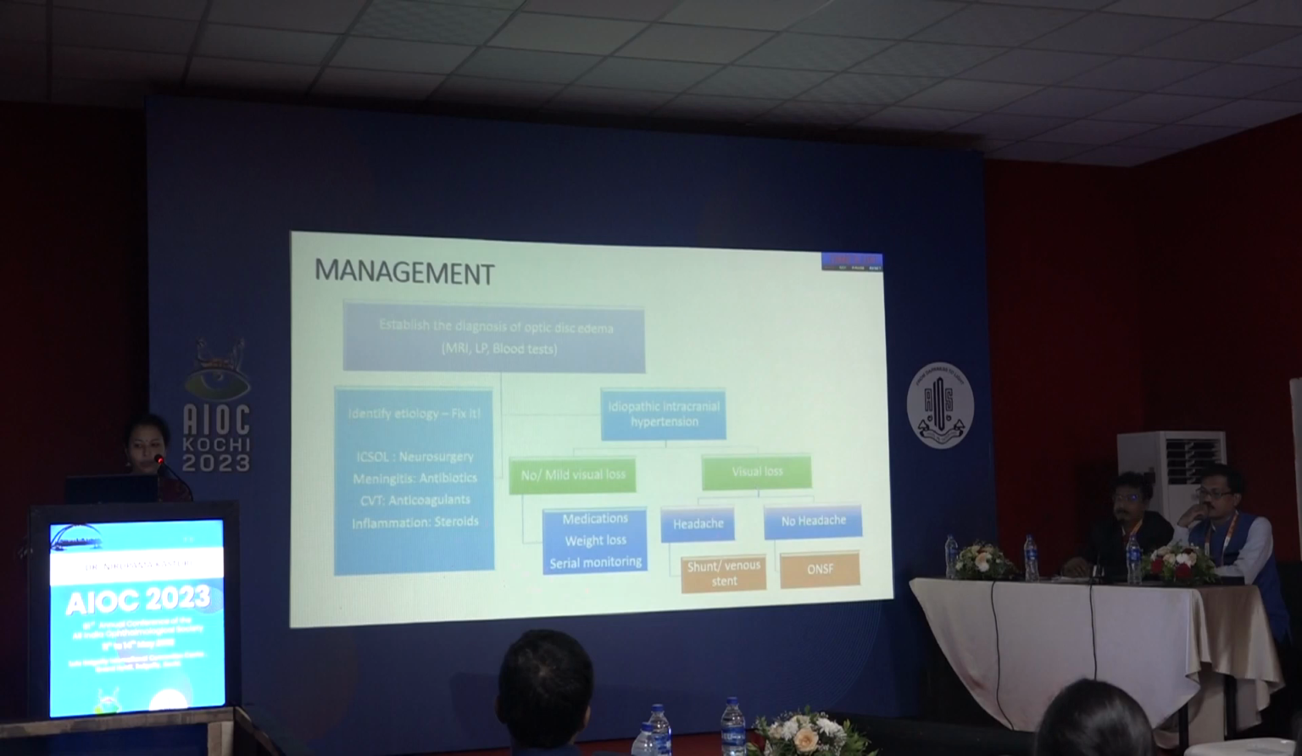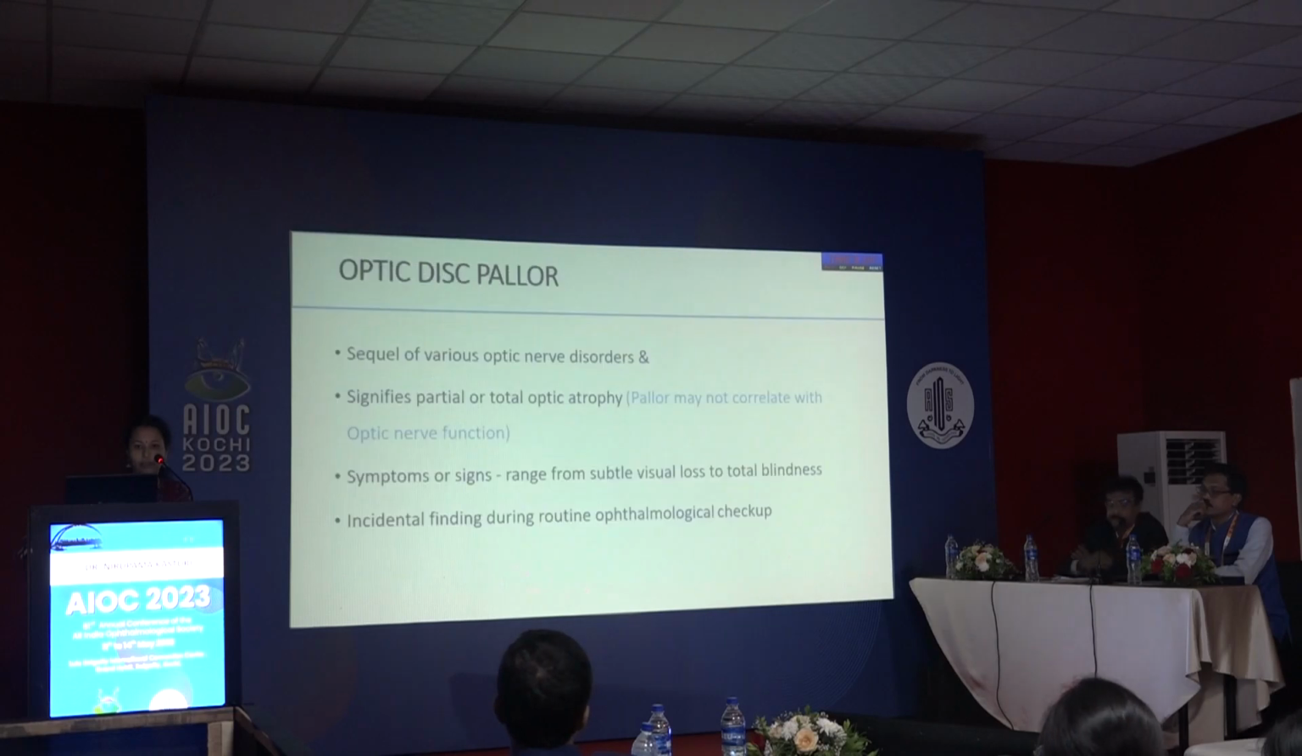But if there is visual loss and it is associated with headache, then again we have to refer to a neurosurgeon for a ventriculoperitoneal shunt. But if there is no headache and it's only a progressive visual loss, then we have to go ahead with an optic nerve sheath fenestration surgery, which can actually prevent the progression of visual loss because of the papilledema.